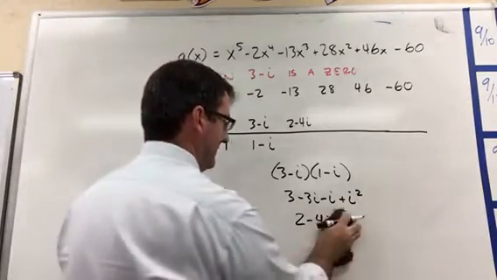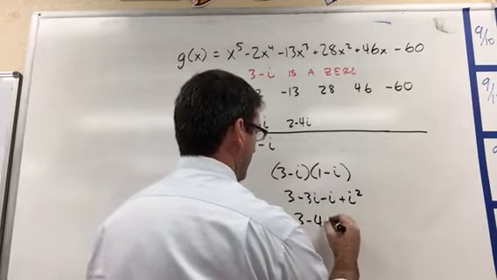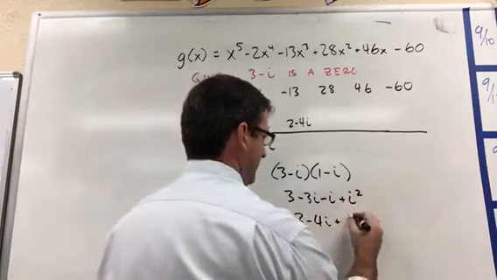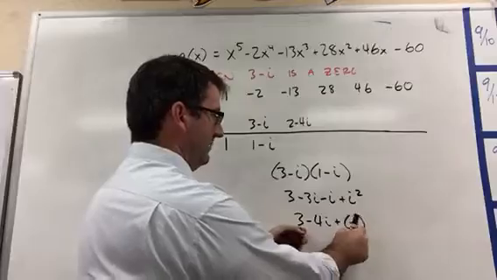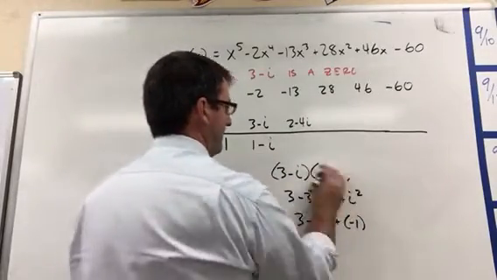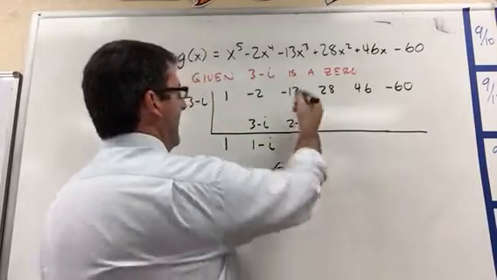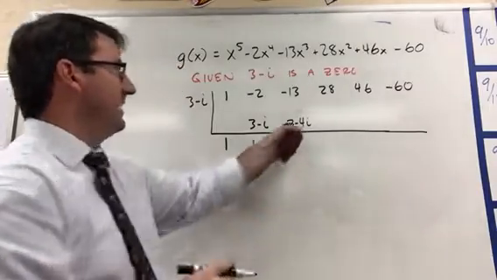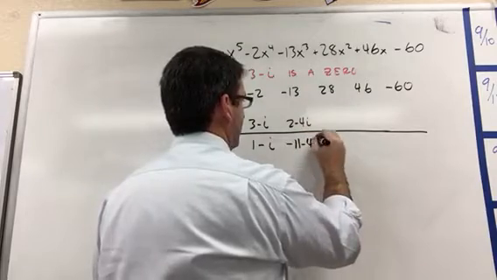Let me write that out just so you can see that this is going to be 3 minus 4i and then plus negative 1, because i squared is just negative 1. So that 3 plus the negative 1 is going to give us our 2 minus 4i. All right. So add those together. Negative 13 plus 2 minus 4i is going to be negative 11 minus 4i.